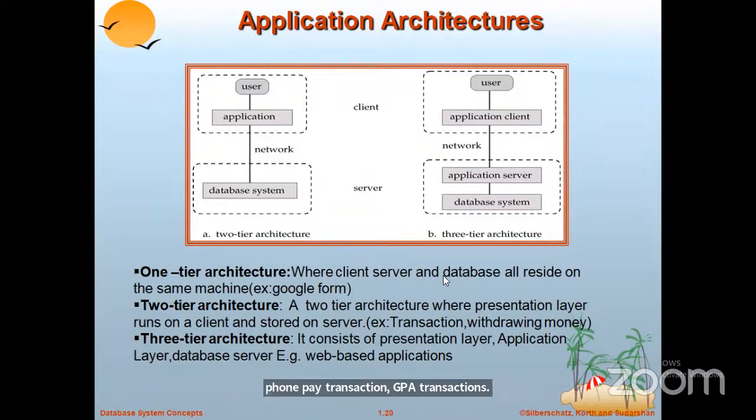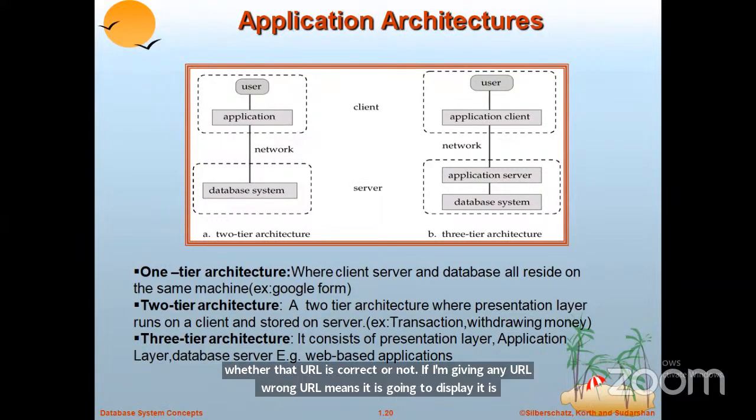Okay, so two-tier architecture. Next, three-tier architecture is nothing but here one more layer is added. The application layer is added in the middle of the presentation layer and the database server. Like web-based applications. Just now I said, no, URL I'm giving. In the middle, what will happen? A database server will be there. Whatever URL I have given, it should authenticate whether that URL is correct or not. If I'm giving a wrong URL, it is going to display that it is incorrect, or we are going to get some error, right? An error occurred on the page.